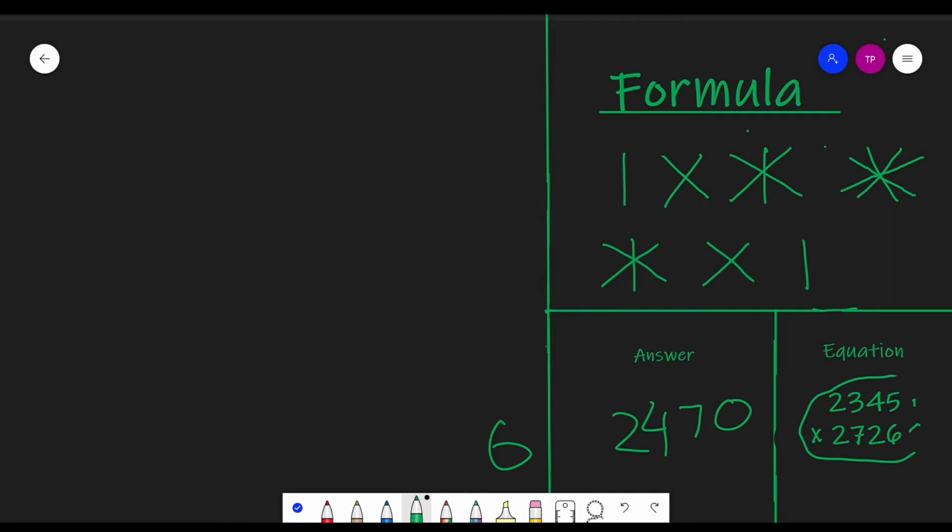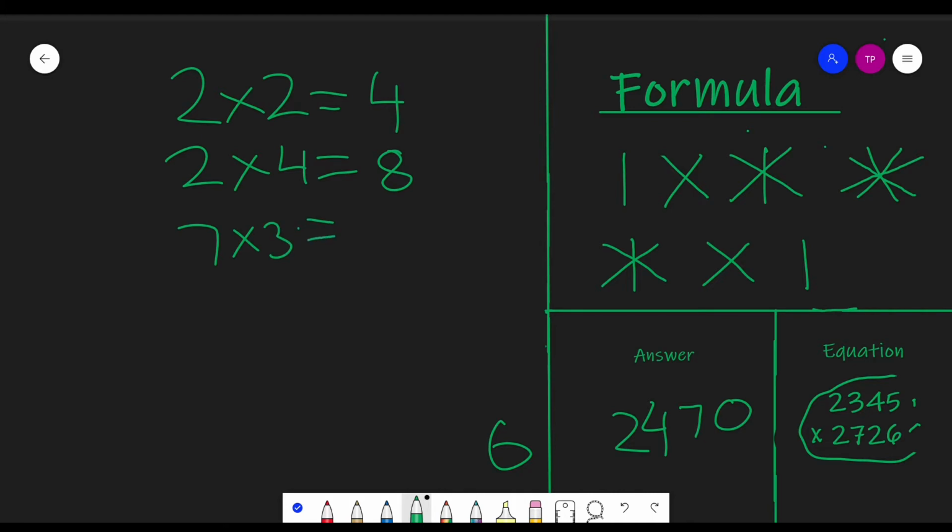So for the first one, I told you that we were going to do 2 times 2, which is 4, and 2 times 4, which is 8, and we're going to do 7 times 3, which is 21. And we're also going to add the 6. So we will get the answer 39. So we're going to write down the 9 and carry forward the 3.